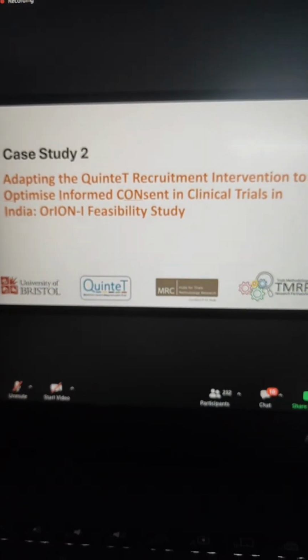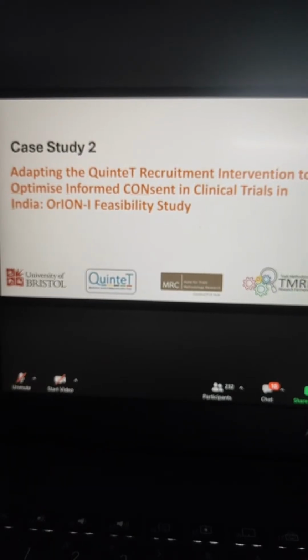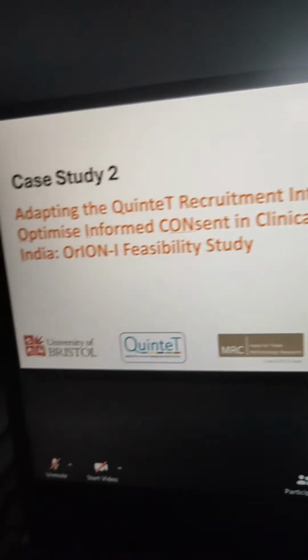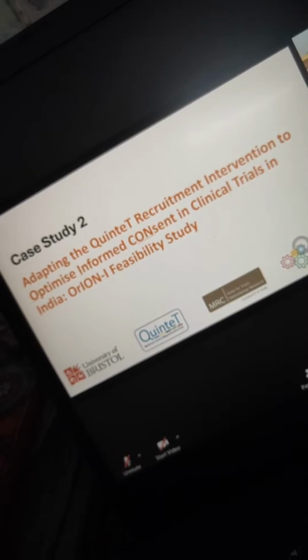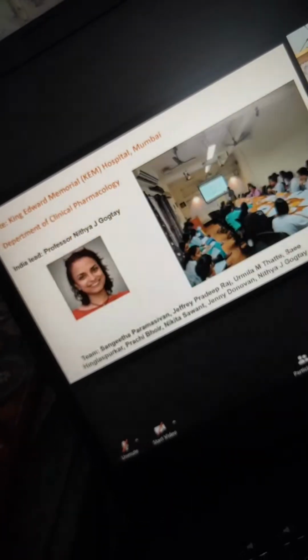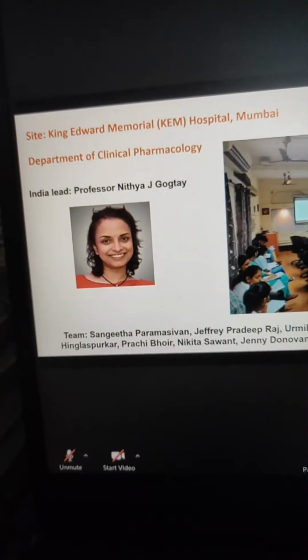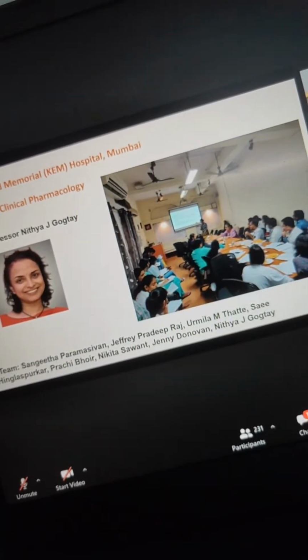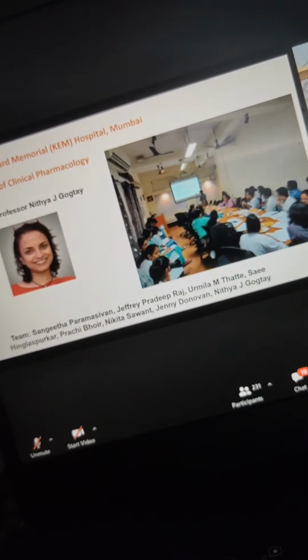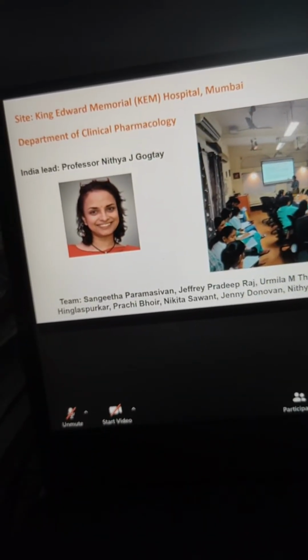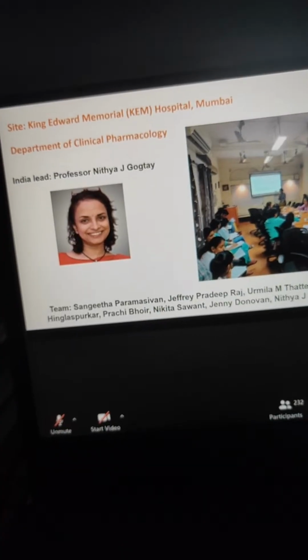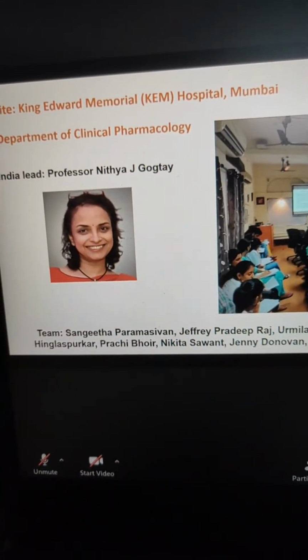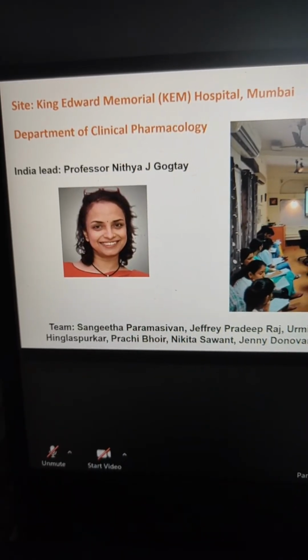We also try to think about how we can do this work in India. So the QRI that Nikki was talking about, we adapted that, or we are in the process of adapting that, to India and to the Orion Eye feasibility study. We did this feasibility study at the King Edward Memorial Hospital in Mumbai with the Department of Clinical Pharmacology. Many of you may be aware of Professor Nicola, who was the lead for this, and Professor Rhoda as well had a role in the early stages, and the team is right below, so everybody was involved in making sure this study went ahead the way we meant for it to.